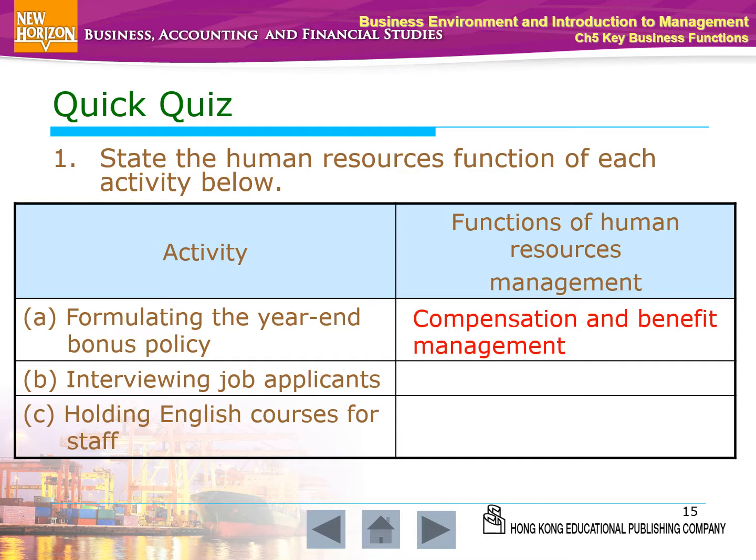B, interviewing job applicants. That means the human resources management will select the most suitable employees for the company. So this is a matter of staffing. C, holding English courses for staff. Okay, this is a kind of workshop or program to ensure the employees will develop good skills, some skills that are important to the business. This is training and development.